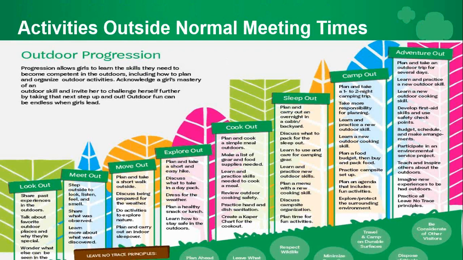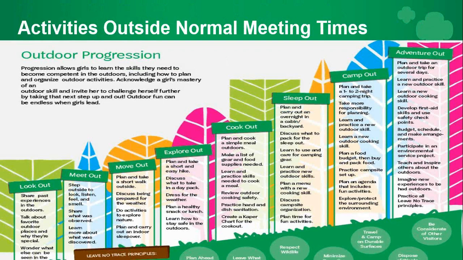Okay, so once you get comfortable meeting with your girls, you're going to want to take activities and trips outside your normal meeting times. So I just want to introduce this concept of progression. This is the official Girl Scout progression chart, but it's kind of wordy, so I'll bring it down to a simple concept: girls build their skills by taking on developmentally appropriate challenges and then using those skills to take on the next challenge, right?